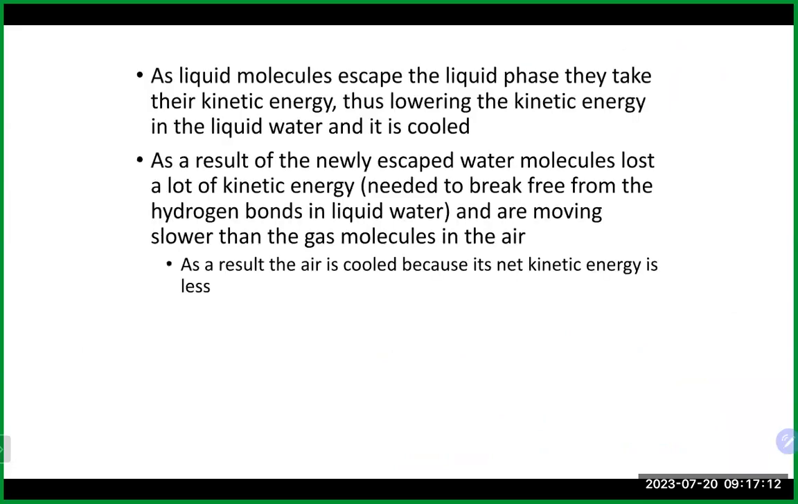Now, as liquid molecules escape that phase, they do take with them their kinetic energy. And what that does is lower the kinetic energy of the water, for example, right? All these fast moving gas molecules going out of the water, taking the energy with them, lowers the energy of the water. As a result, though, it does take a lot of energy to escape.